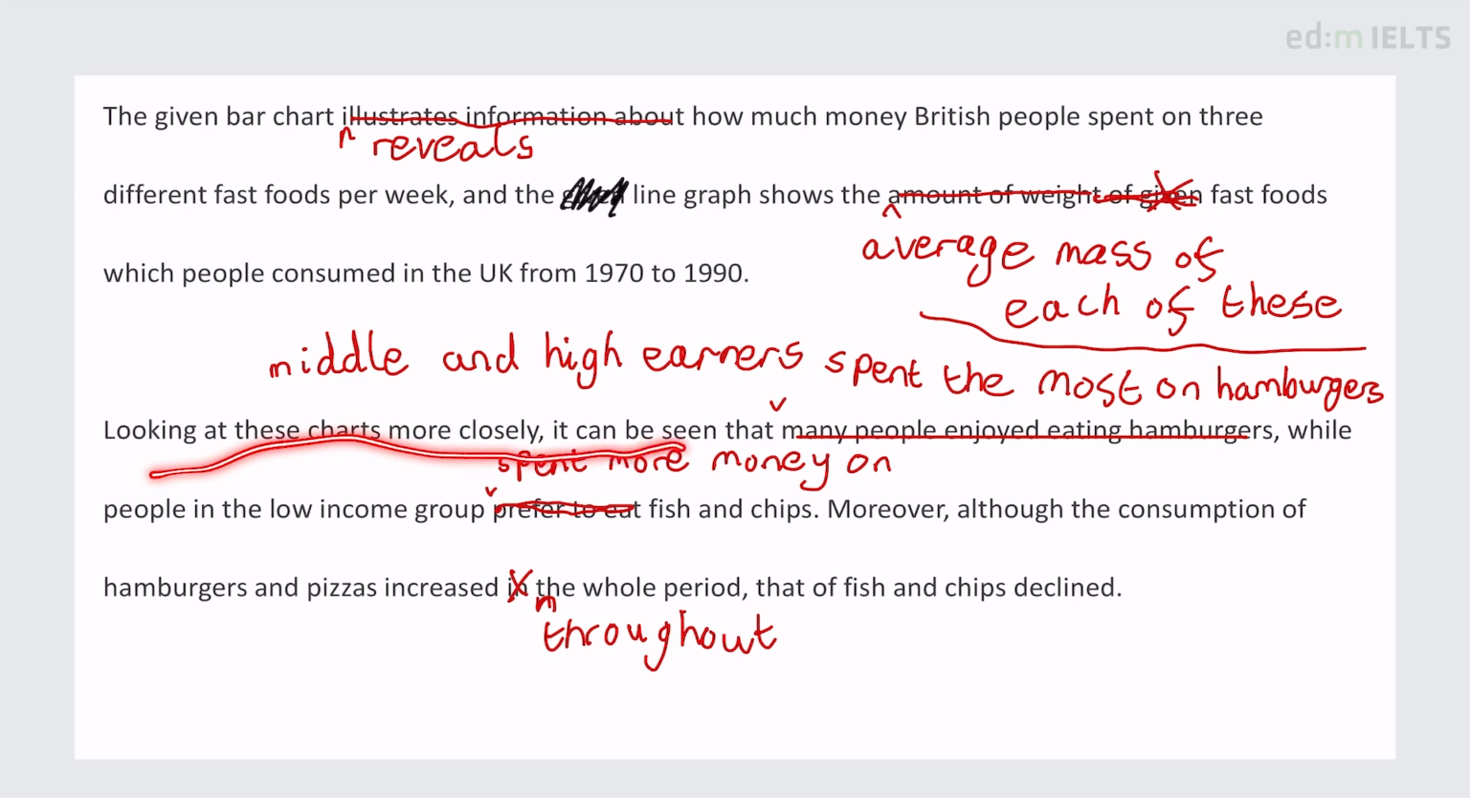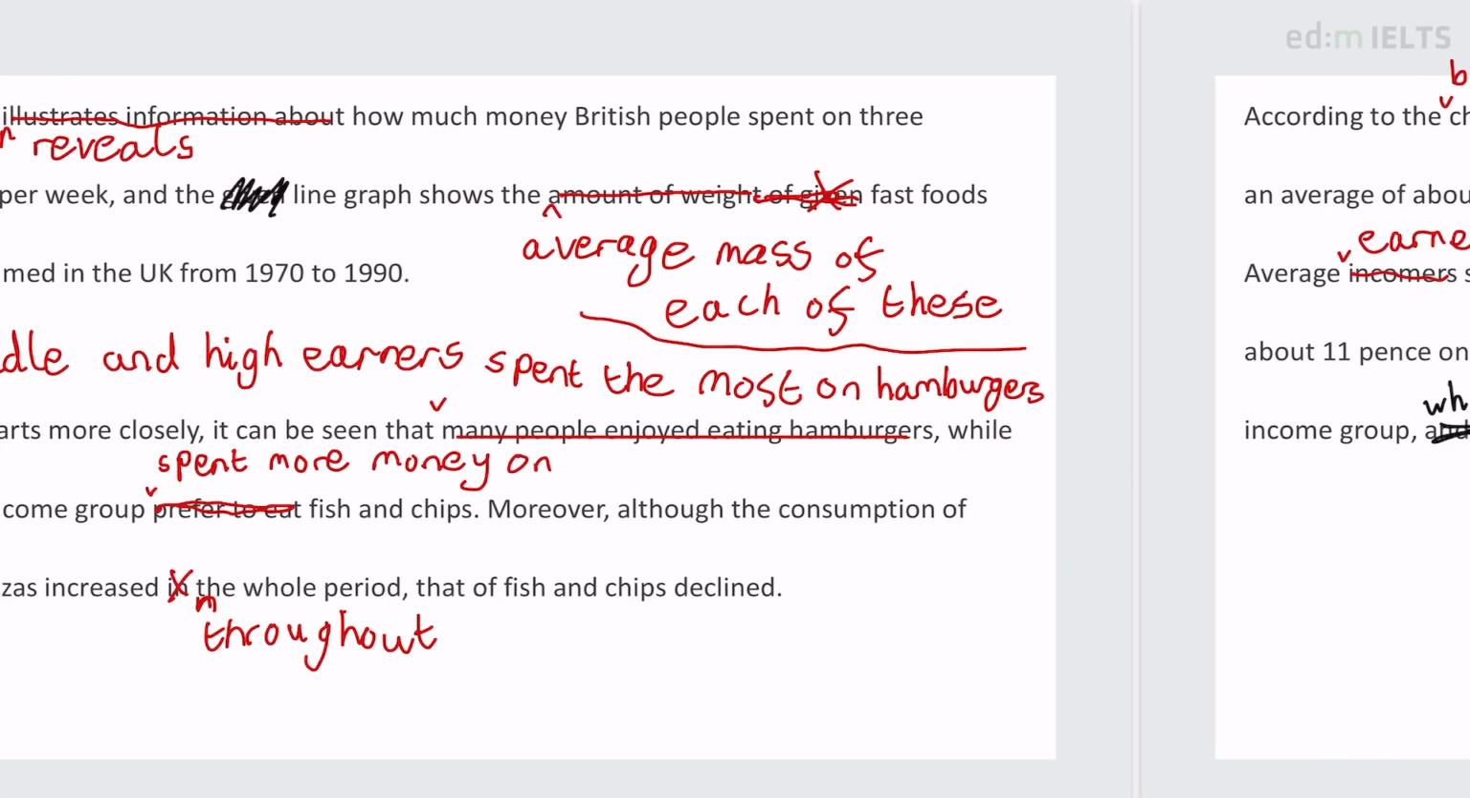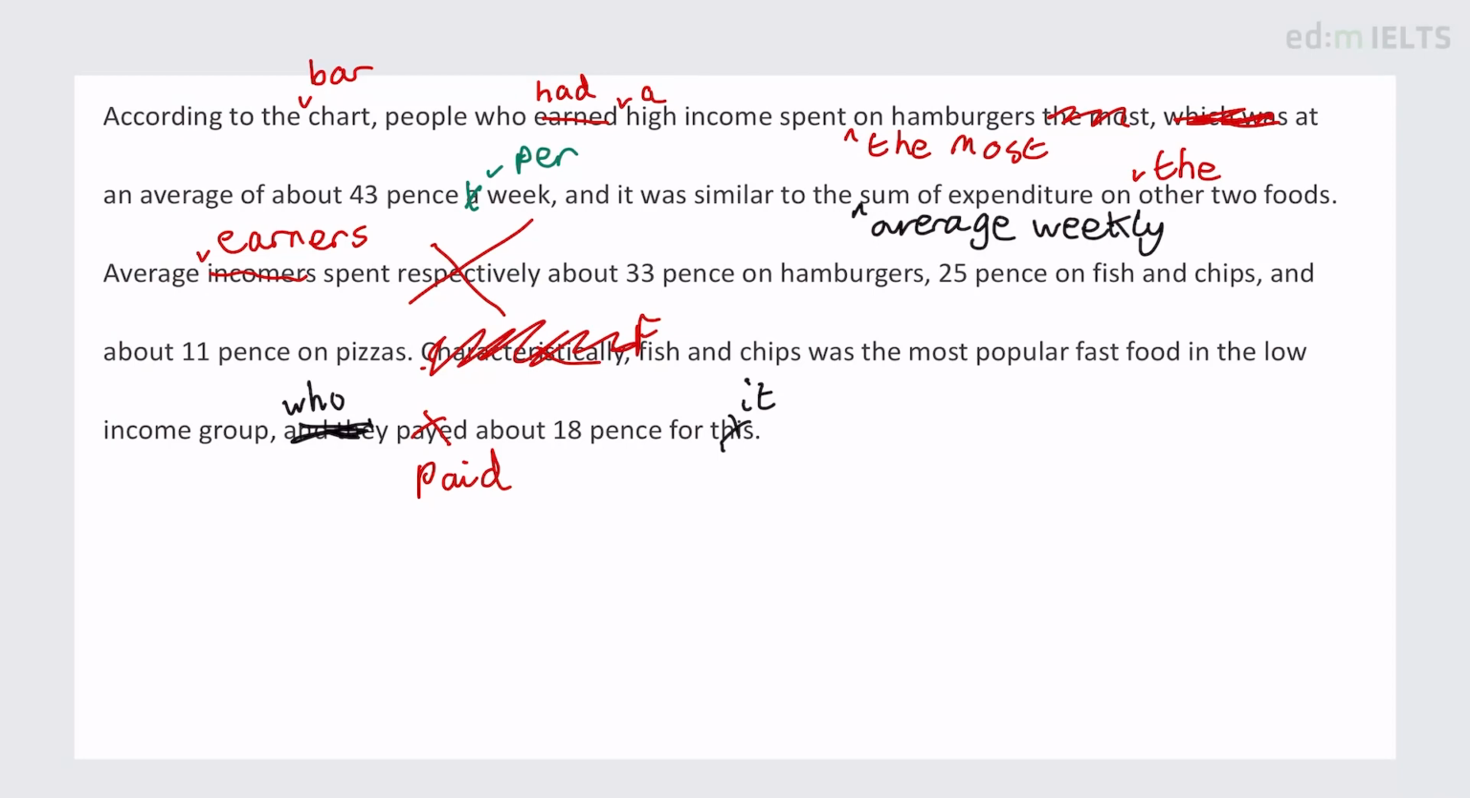Looking at the charts more closely, it can be seen that middle and high earners spent the most on hamburgers, while people in the low-income group spent more money on fish and chips. Like more money on fish and chips than on hamburgers. It's an implied comparison. Moreover, although the consumption of hamburgers and pizzas increased throughout the whole period, that of fish and chips declined. So that of is the consumption of. So that's using cohesion quite well, unlike other parts of the writing.